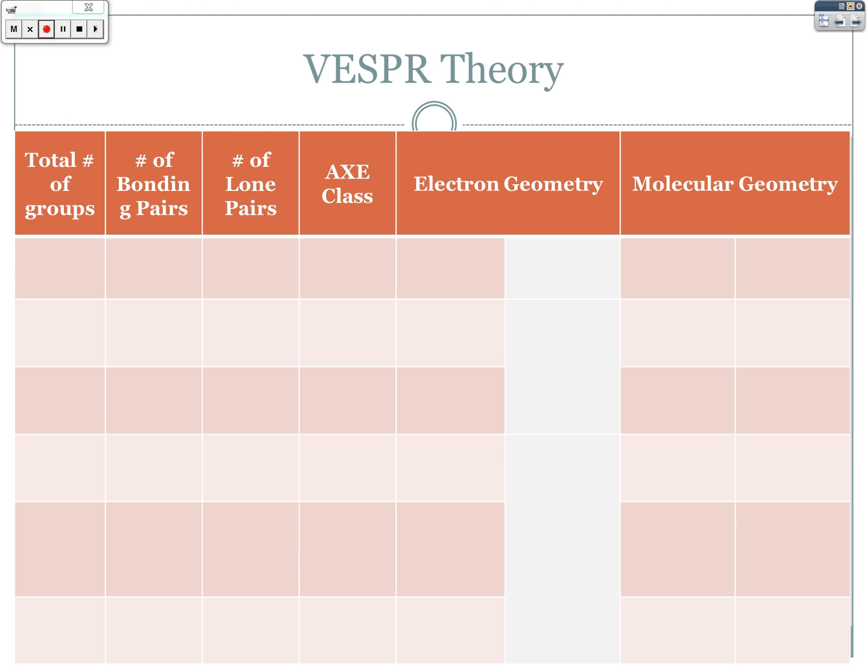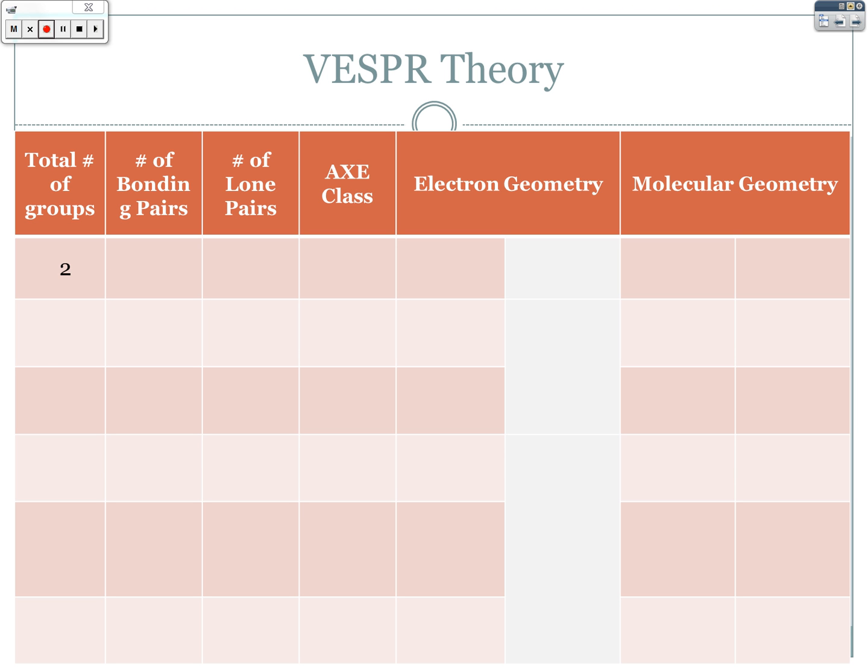So the way that we look at this is we look at it in a couple different classes. So we look at the total number of groups that are bonding, the number of bonding pairs, the number of lone pairs, the AXE class, which is something I'll explain later, the electron geometry, and the molecular geometry. Those are two different things.